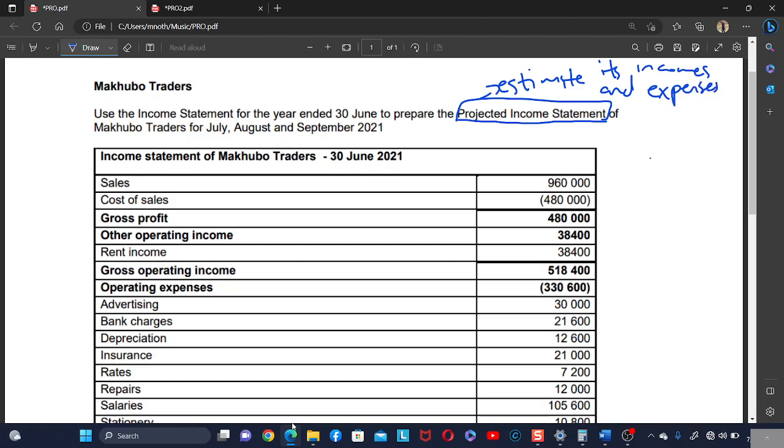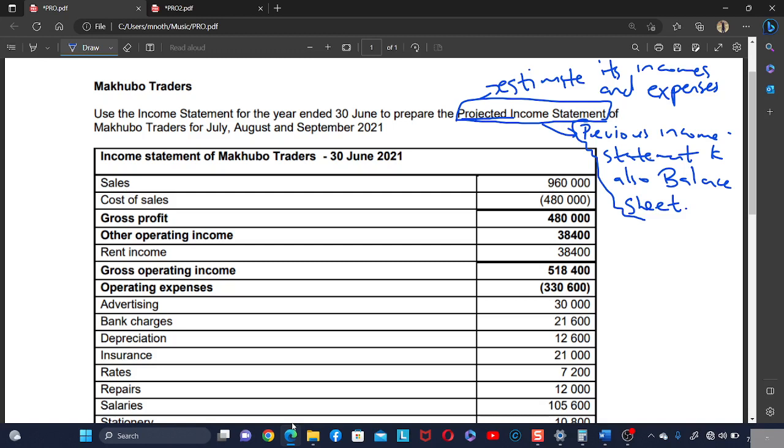Okay, so in order for the business to prepare the projected income statement, it will need the previous year's income statement and also the balance sheet of the previous year. Just like I said, you can go to that video and get a better explanation.